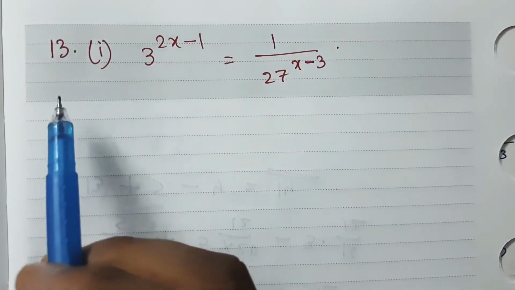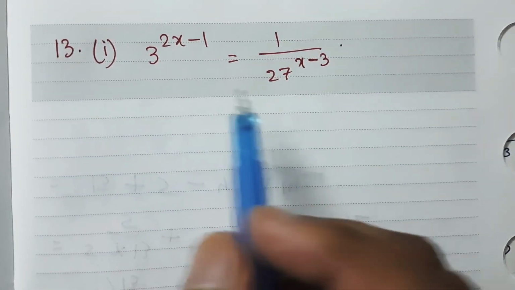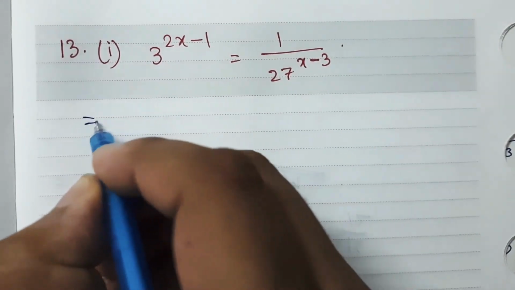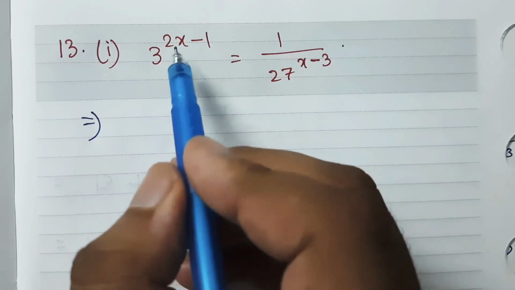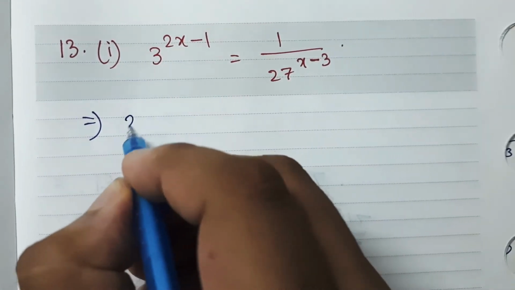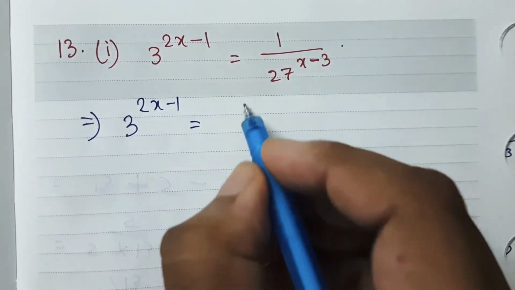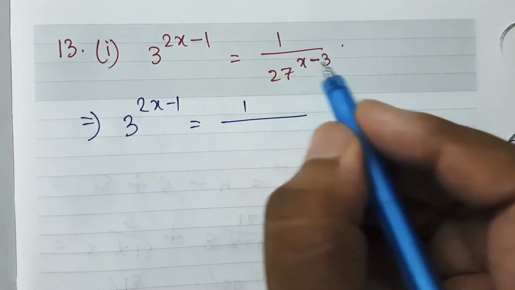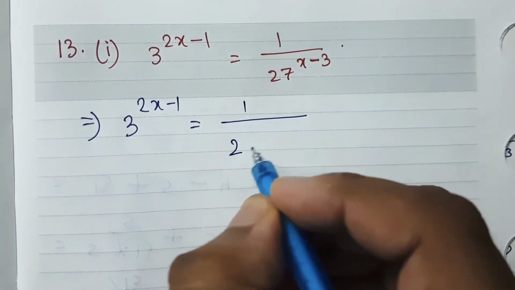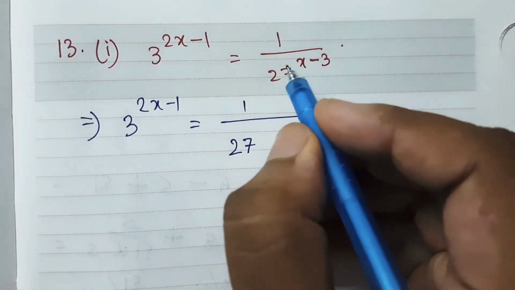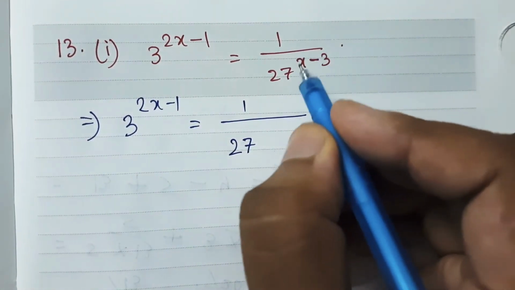This is problem number 13 part 1. Now here I am going to use a trick. So here also you need to find the value of x. Okay, so I am writing this left hand side as it is, and then this is (1/27) to the power x minus 3. So I am going to take minus 1 common from this power only.